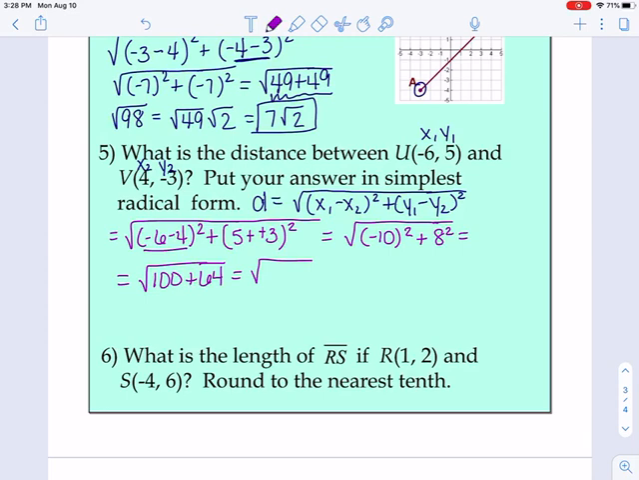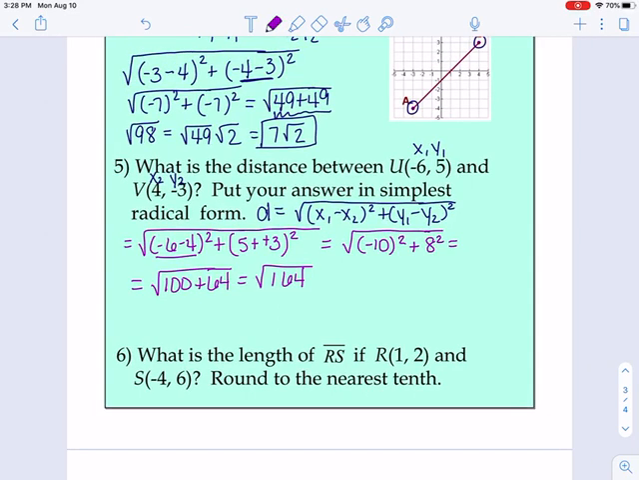And when I add 100 and 64, I'm going to get 164. Okay, now our goal is to find a perfect square that is a factor of 164. There's only one that's a factor of it, and it's one of the smaller ones. It's actually 4. So 4 is the only perfect square that's a factor of 164.